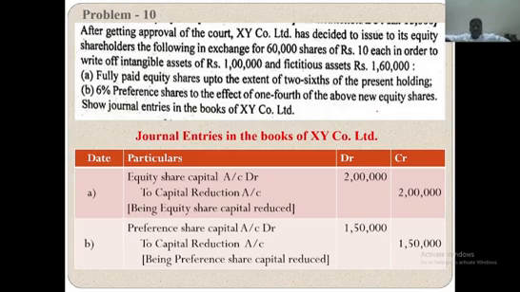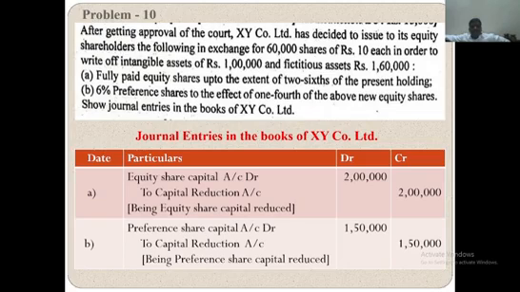Equity share capital account debit to capital reduction account, being equity share capital reduced. How much reduced? 2 lakh rupees, 2/6 of the present holding. Then preference share capital account debit to capital reduction account 1,50,000.